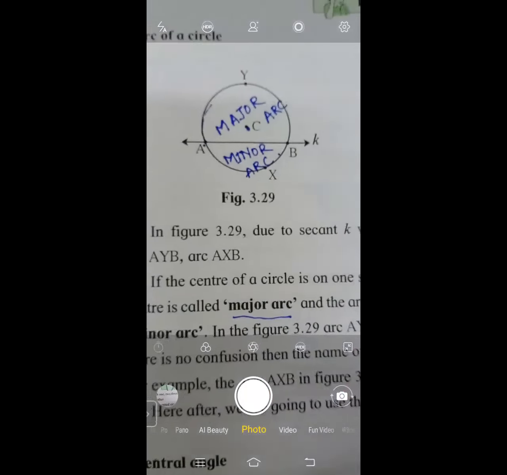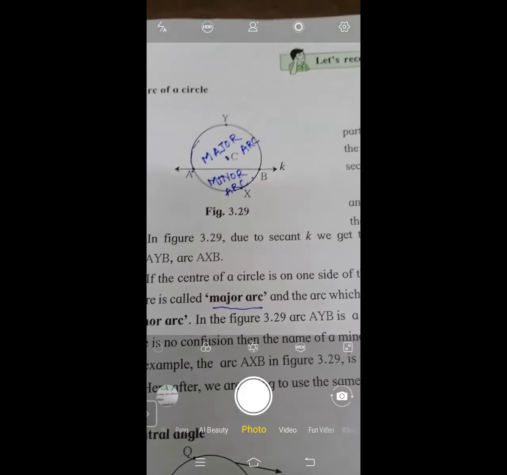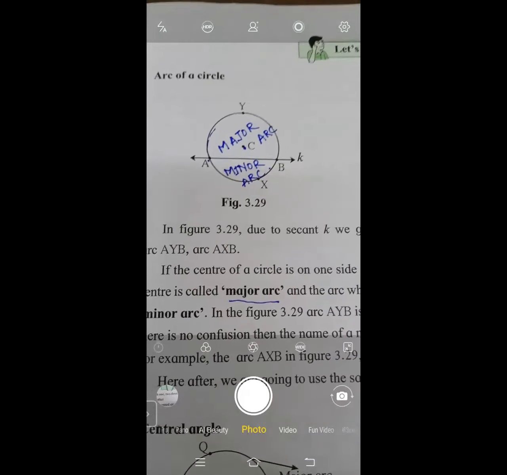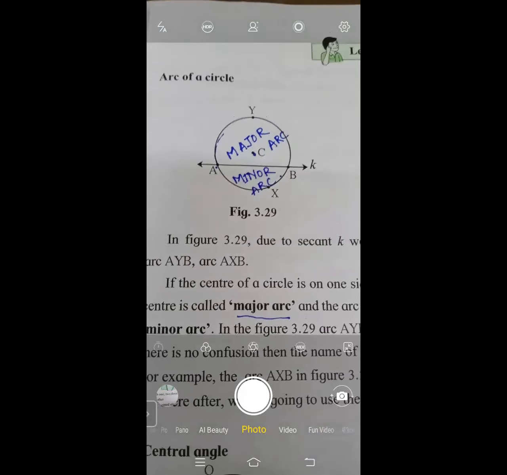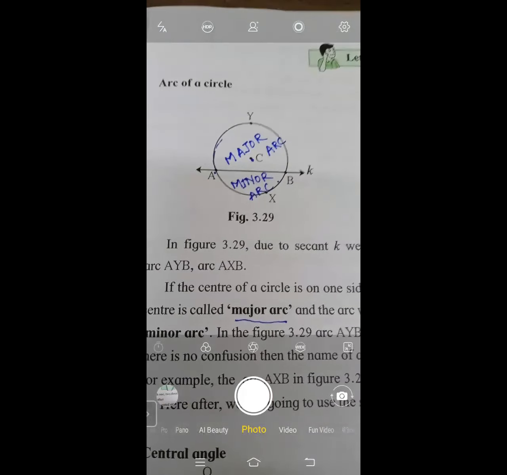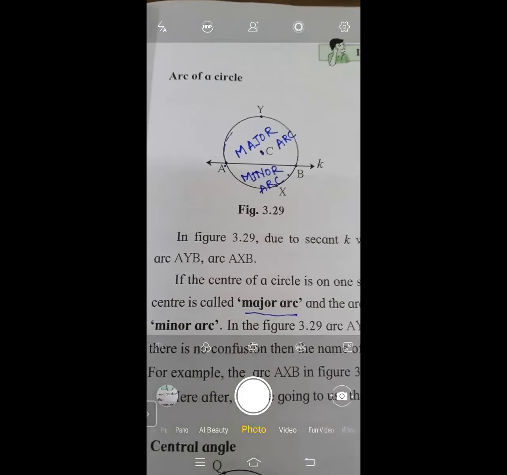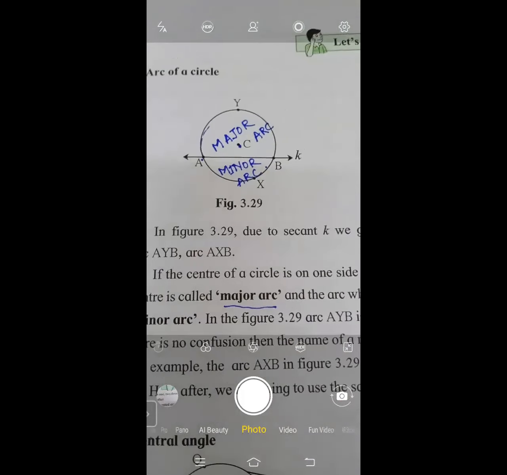Understanding this concept is very important. What is the major arc and what is the minor arc? An arc or a side which contains the center of the circle is called the major arc. Once you find out which one is the major arc, the remaining one will be the minor arc.